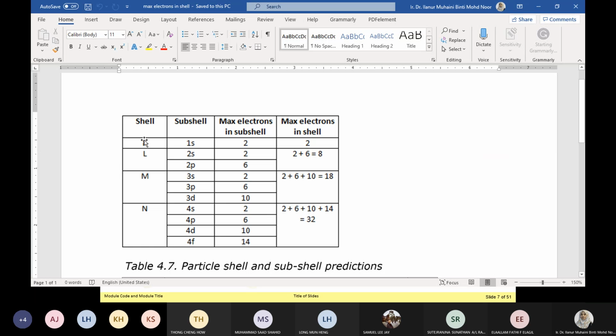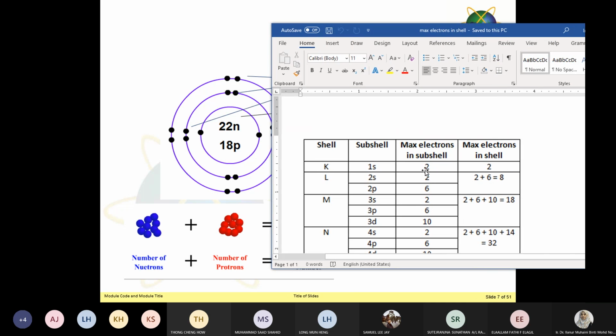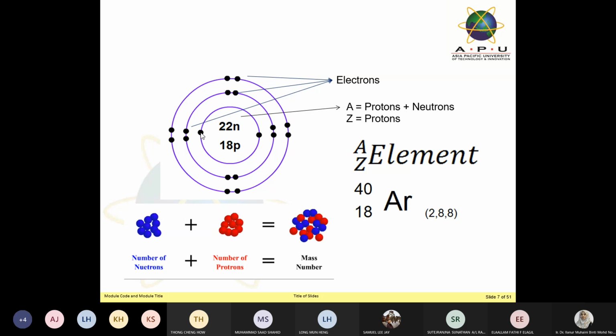This you must follow. First shell, the name is K. So which one is the K? This one. Okay, first circle, we call it shell number K. Shell K can have maximum 2 only. What is the 2? Electron. Electron is the one that you draw with this black color. So you can only draw 2 dots in the first shell.